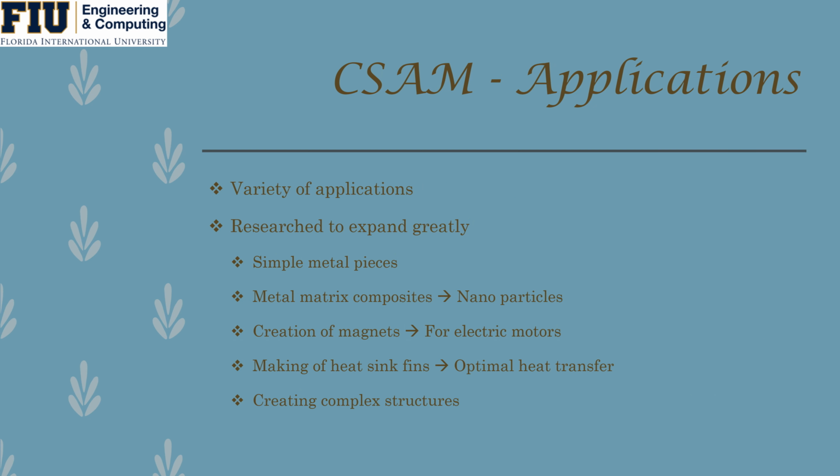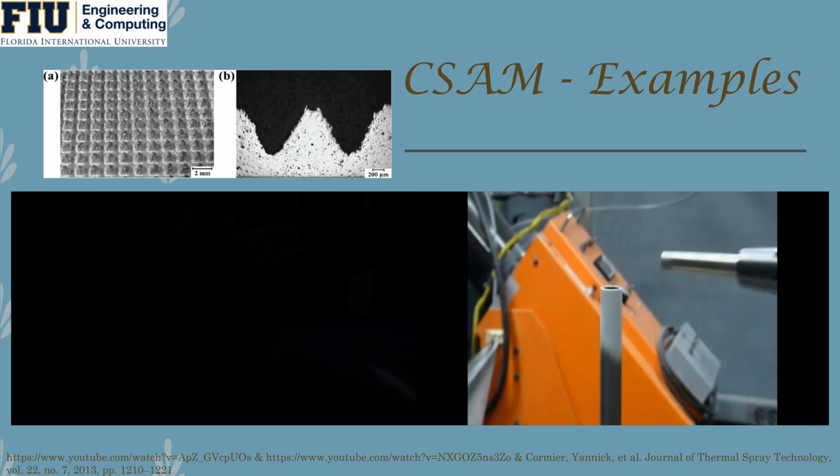Moving on to the applications of CSAM, beyond the simple metal pieces that have been created since this technology started, researchers have also used this technology for metal matrix composites, in which they're spraying nanoparticles, the creation of magnets for electric motors, as well as creating heat sink fins for optimal heat transfer. As shown in the top left corner of the screen, we can see these heat sink fins. In part A, we see the overall view of them, in which they have a diameter of 1 millimeter, and in part B, we can see the cross-sectional view of them.